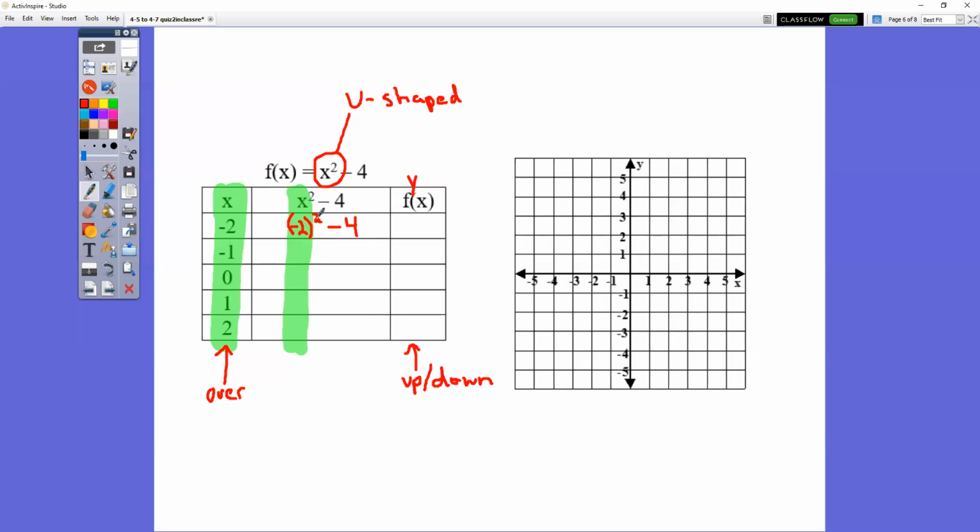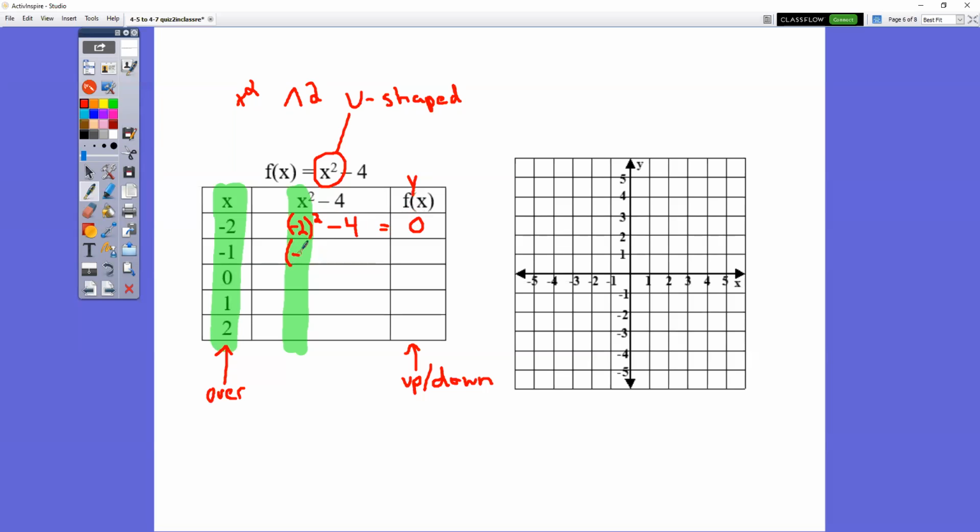Now remember, there's two different ways to type in the squared. Some people have an x squared button. Other people will have to do the caret button 2 to do your squared. So -2 squared is really -2 times -2, which is +4. 4 minus 4 is 0. Remember, you put your answer in that y column.